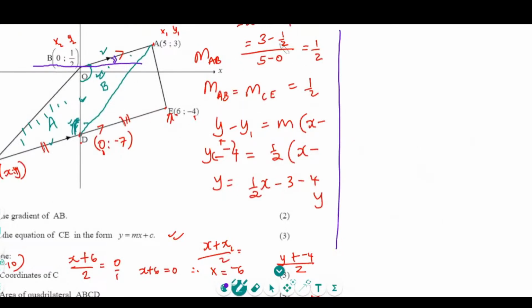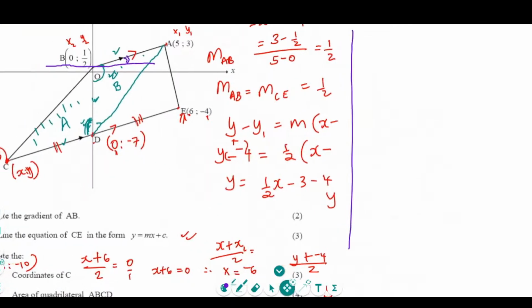We are saying we need the angle. If I call this theta, we know that m is equal to the tan of theta. So for me to get theta, I'll get the arctan of my gradient. So my theta is the arctan of a half. That is shift tan of a half. I'm having 26, I'll round off to 2 decimals, 57.